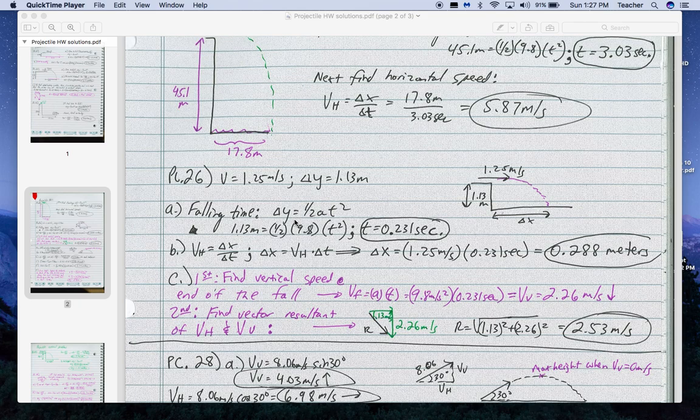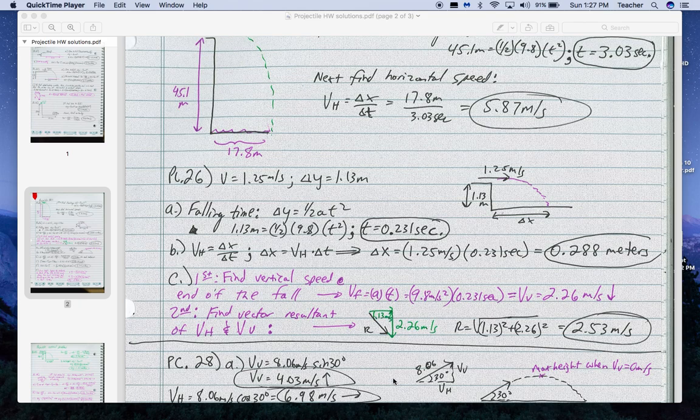To find the vertical speed just before it lands, we use a times t, and the vertical speed increases by 9.8 meters per second every second, and it was accelerating for that much time. So we get a final vertical speed of 2.26 meters per second.